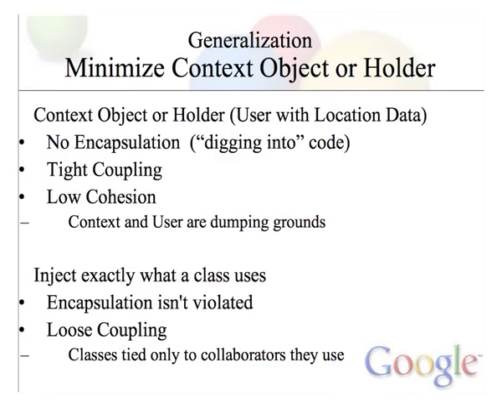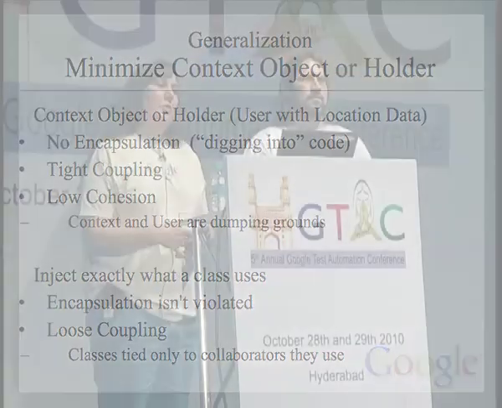We talked about a context object and a holder for bringing data to the various kinds of classes throughout our system. The problem with the context object and the holder is there isn't any encapsulation. We're digging into all of these pieces, ripping out the parts that we want. We also end up with tight coupling. We have all of these classes throughout the system weaving this context object through. They're all dependent on either the context object or, in the other case, the user.